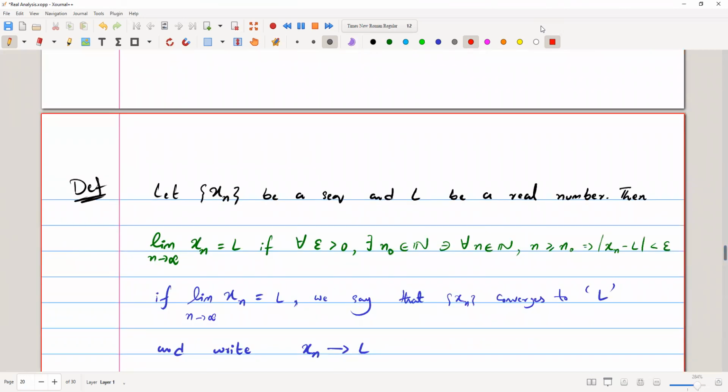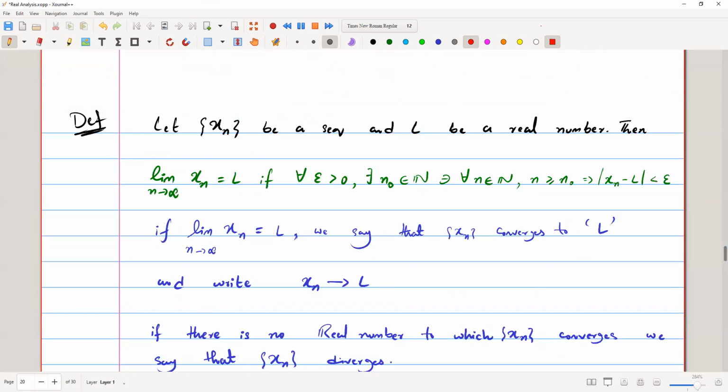now we will talk about the definition of the limit of a sequence. Okay, so let xn be a sequence, and let L be a real number. We talk about L, that is the limit, being a real number. Now this definition is very important, and each term of this definition is really important.